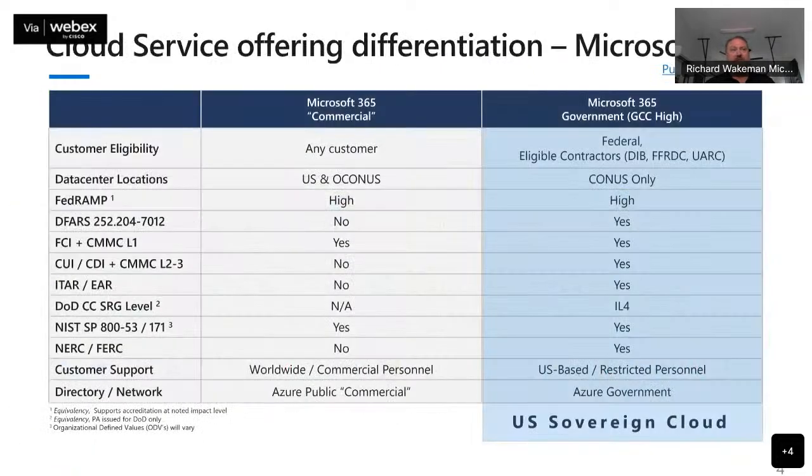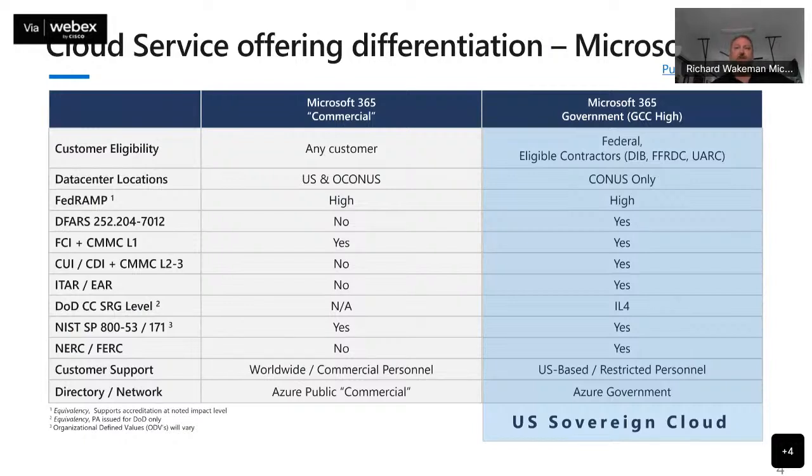If we really distill it down into a comparison between the commercial cloud versus the government cloud, there is a purpose-built environment with the U.S. sovereign cloud that we constructed to protect controlled and classified information. So that is Microsoft 365 Government GCC High, and it's pairing with Azure Government.